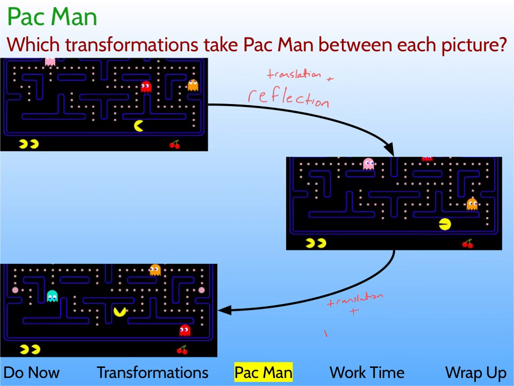And the big one here is a rotation. In this case, you can think of him as right here, and he rotates clockwise 90 degrees to get up to there.